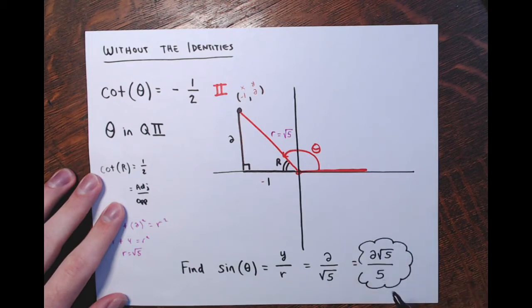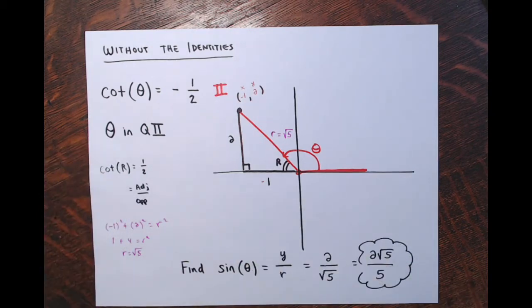There's what they're asking for. This value right here is the sine of the angle I just drew. The cotangent of that angle is -1/2, and the sine of it is 2 times the square root of 5 divided by 5. Now that's one way to do it, and I like this way. It's very simple, very easy. Drawing pictures, easy to look at.